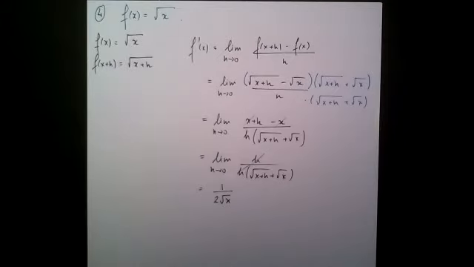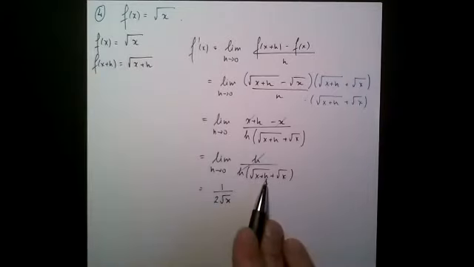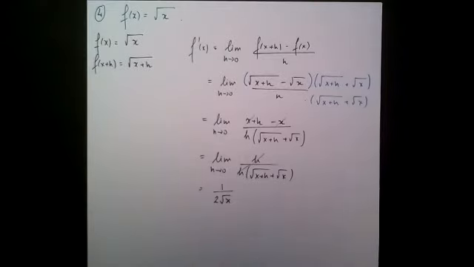Any questions? Okay, let's do one last one. Sorry, how is the bottom 2 square root of x? Because if h is 0 here, I have root of x plus root of x. It's 2 times the square root of x. Okay, perfect. Okay. Last one, number 5.